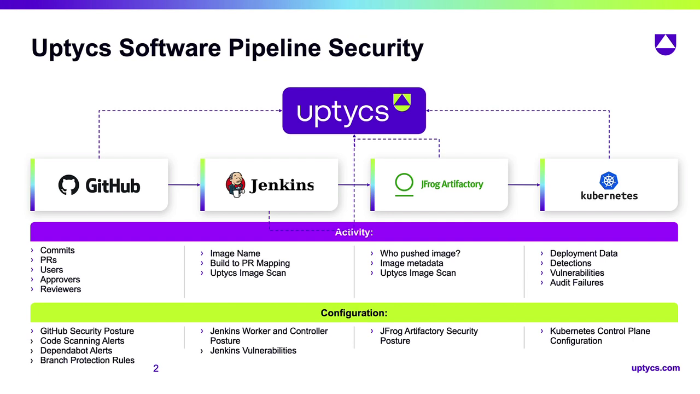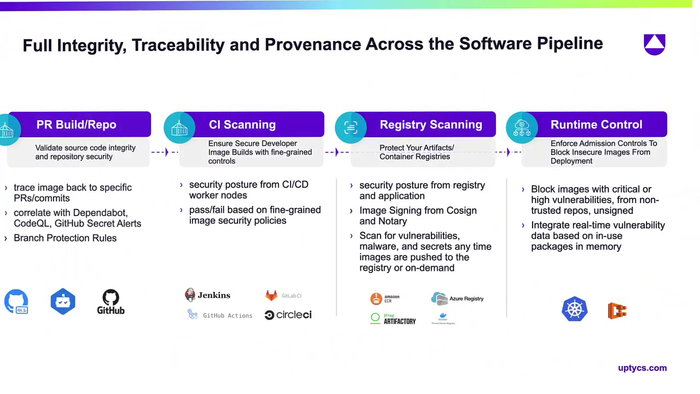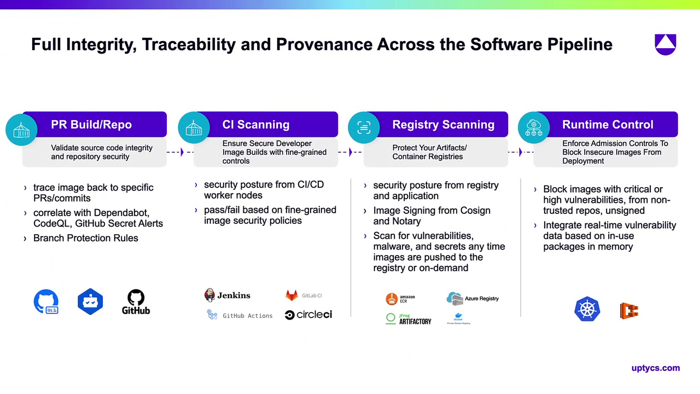Uptycs Software Pipeline Detection and Response assesses critical threats by correlating runtime threats in your workload with the security posture and activity of your software pipeline, including all codes related to PR activity, GitHub security posture and code scanning alerts, Jenkins posture, and registry posture. This enables security teams to take actions and set preventative guardrails via CI/CD and runtime admission controls, allowing only safe code and image artifacts to be deployed. This ensures best-in-class workload protection and remediation through image provenance, integrity, and traceability.